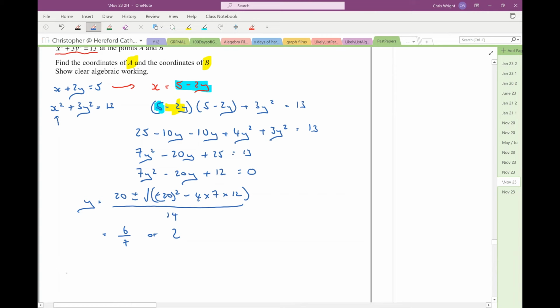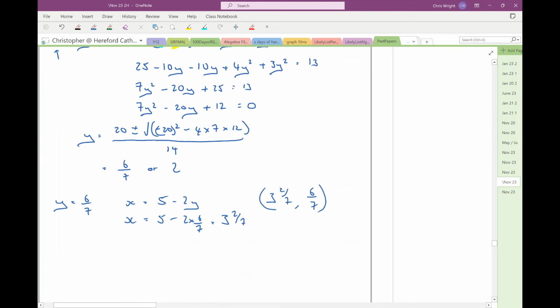So if y is 6/7, then remember up here, x is equal to 5 minus twice y. Well then, if that y is 6/7, then it'll be 5 minus twice 6/7. Stick that in your calculator, and you'll get x is 3 2/7. So that's one of my points. X is 3 2/7, and y is 6/7. So that's one of the points of intersection.